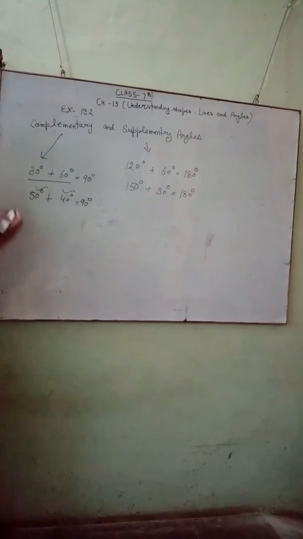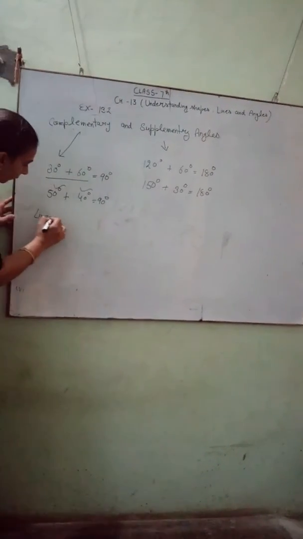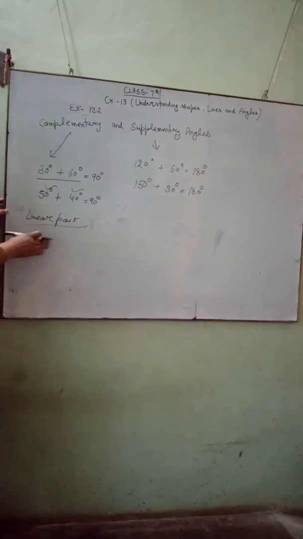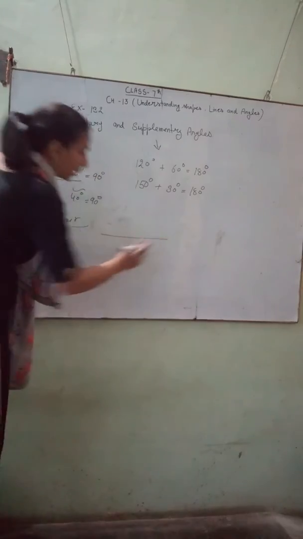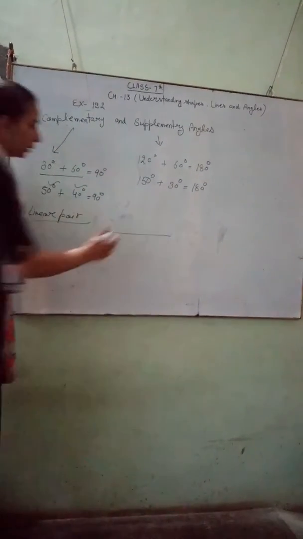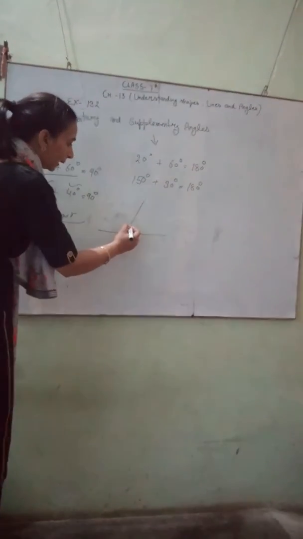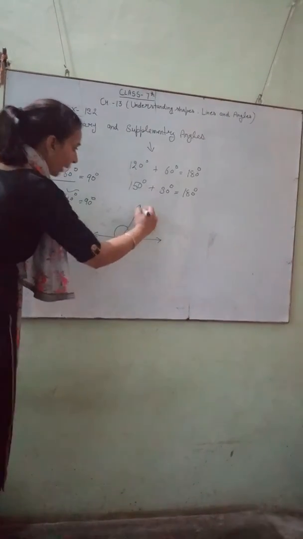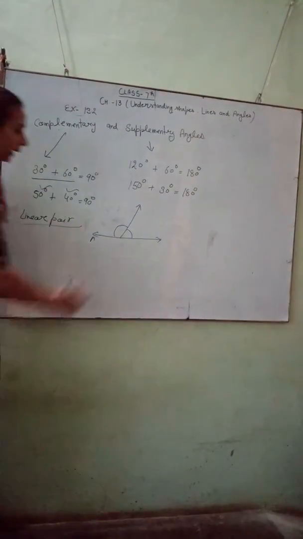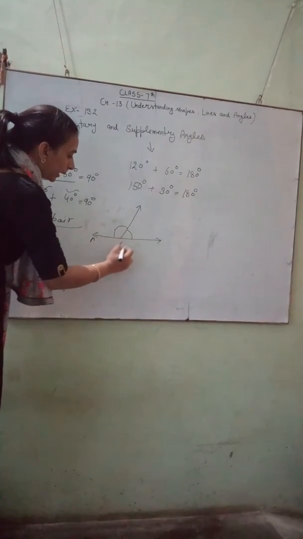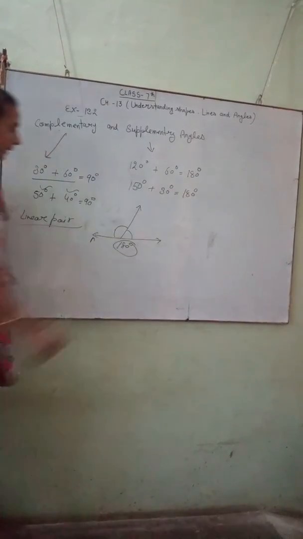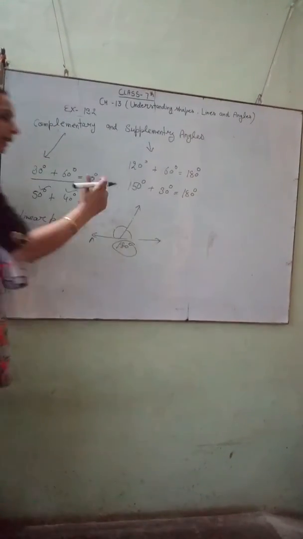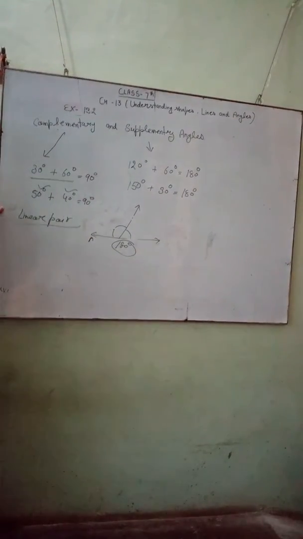Again, linear pair. Linear pair angles. If the sum of two angles equals 180, this angle and this angle, these two angles are a linear pair. The sum of these two angles equals 180, so this is a linear pair.